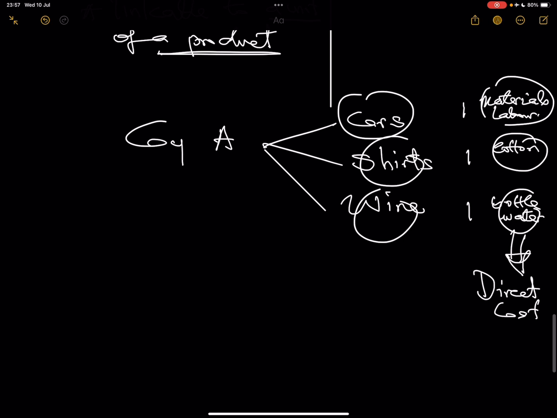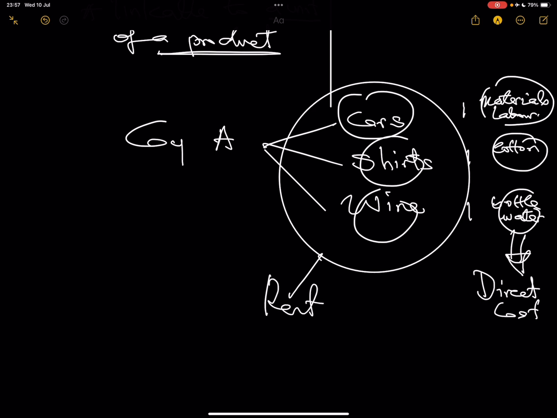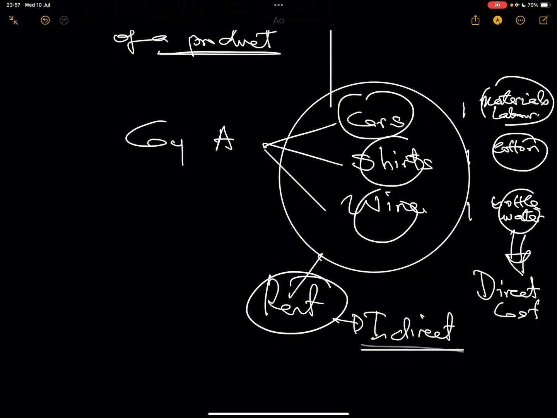But look at this company that has 1 factory for all its production going on, but different machines in that factory. This factory will be paying rent. Can you attribute any of this rent to 1 unit of wine, 1 bottle of wine, or 1 piece of shirt, or 1 car? It's not possible. And that's why rent of such a warehouse will be called indirect cost, because it is difficult to attribute any amount of rent to 1 bottle of wine, or 1 shirt, or 1 car.